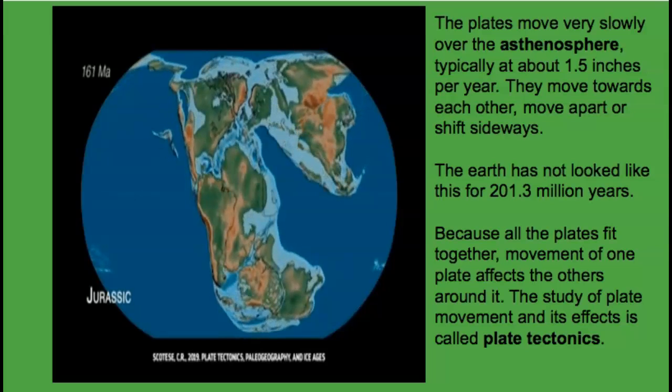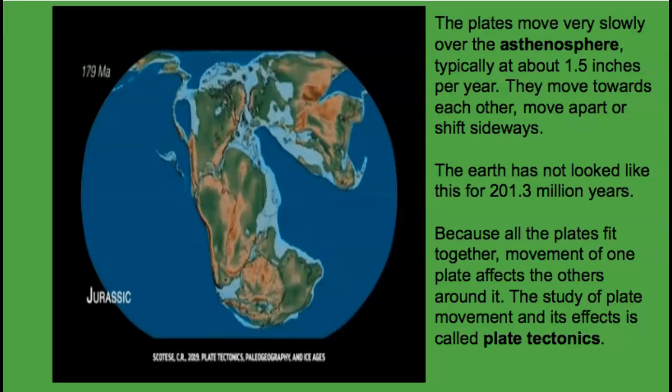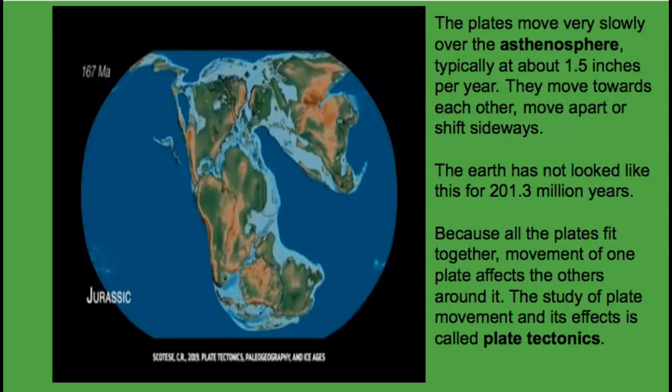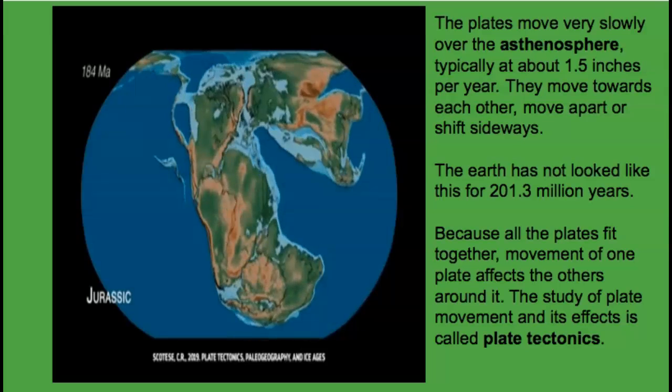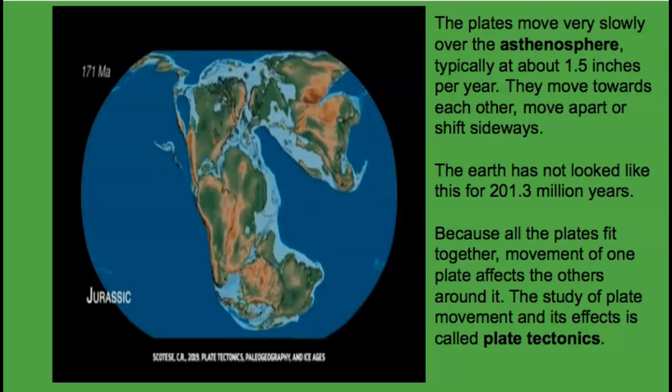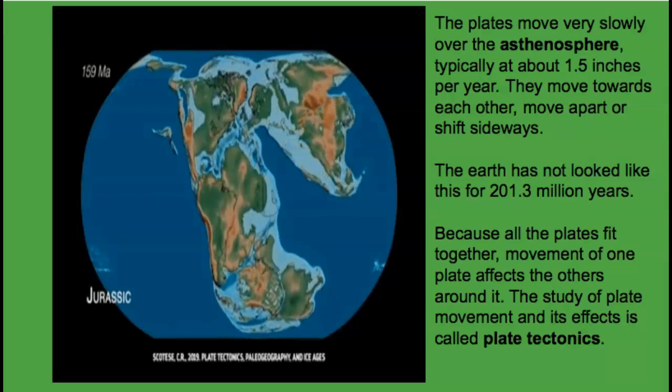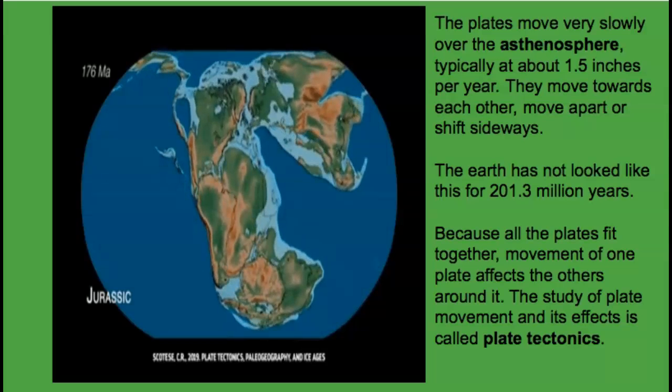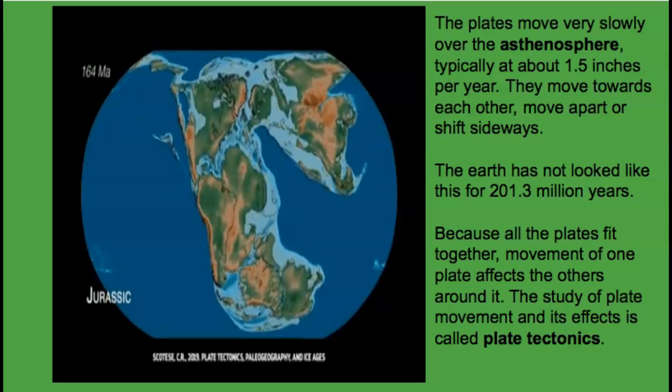The Earth that we're seeing right now in this GIF here hasn't looked like this for about 201.3 million years. So we're seeing kind of Pangea breaking up here, and some of the mountain ranges that we're going to talk about today were formed back when the Earth looked like this.